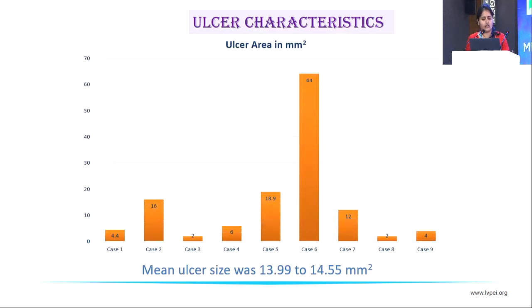So coming to the ulcer characteristics, the mean ulcer size was about 13.99 to 14.55 square mm, with the maximum size of the ulcer being 64 and minimum of 1 into 2 mm, that is 2 square mm of area.